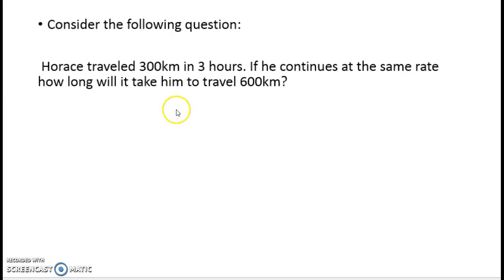In any rate problem, I'm going to give you 3 of the 4 pieces of information that are in the problem. Here's one piece of information right here, which is the 300 kilometers, 3 hours, and then 600 kilometers. And what I need to do is set up a proportional relationship to solve for the missing 4th piece of information. So I'm going to set up a fraction with my rate.